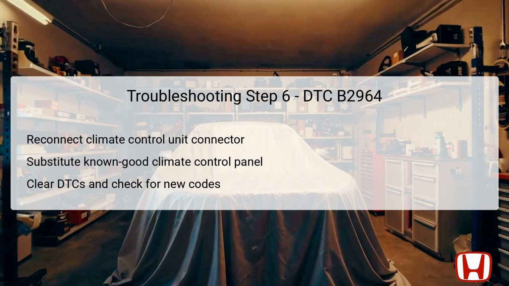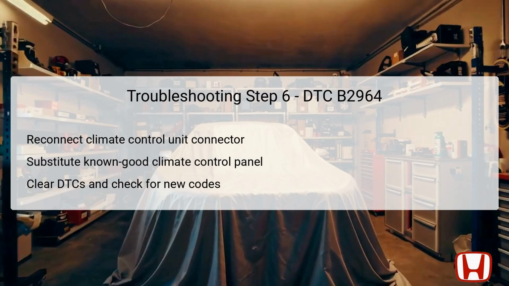Step 6 requires reconnecting the climate control unit connector A, 32P, back to the climate control unit. Following this, substitute in a known good climate control panel. This is a critical process in verifying whether the original panel is defective. Once the new panel is installed, clear any stored Diagnostic Trouble Codes, DTCs, using the HDS and turn the vehicle to the off and then on position.